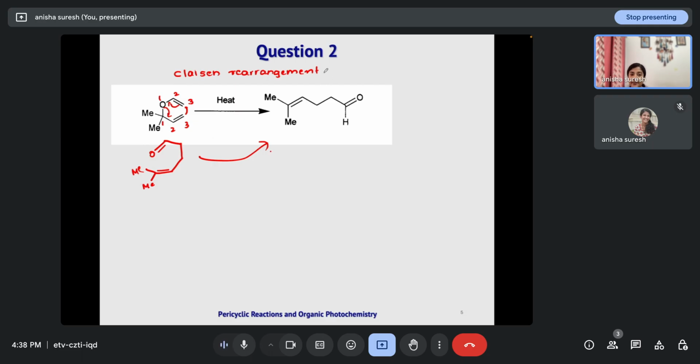So this is an example of Claisen rearrangement, which is a 3,3 sigmatropic rearrangement. As we know, this 3,3 sigmatropic rearrangement comes under pericyclic reaction. That is, the reaction takes place in a concerted fashion without the formation of any intermediates.